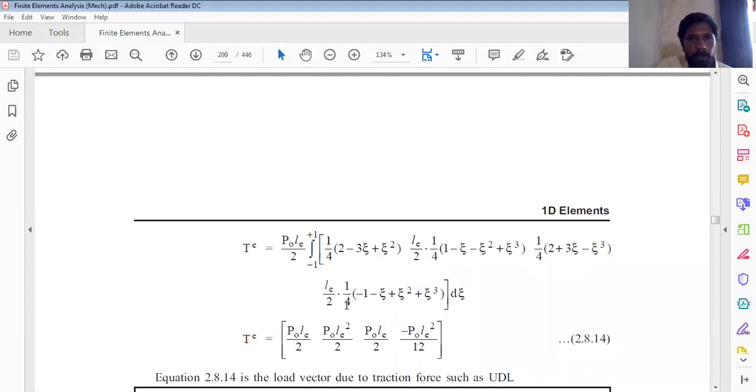So here what we got are the shape functions and stiffness matrix, then the load vector due to UDL.